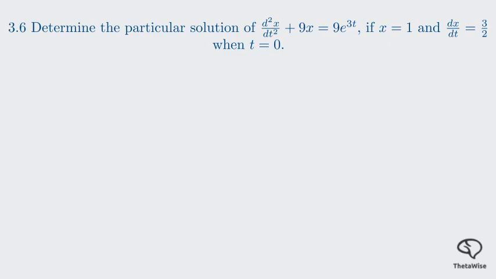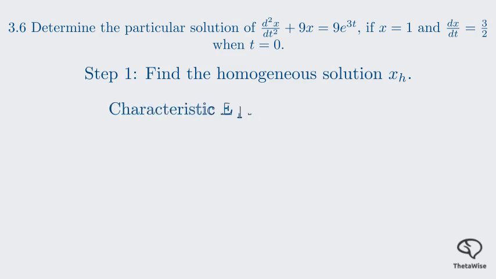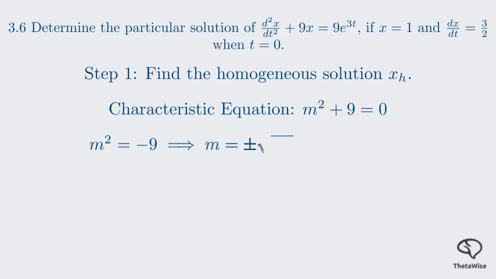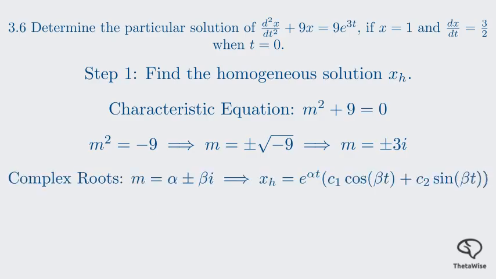We'll find a homogeneous solution x sub h and a particular solution x sub p, where x is a function of t. The characteristic equation for the homogeneous part is m squared plus 9 equals 0. Solving for m, we get m equals plus or minus the square root of negative 9, which is plus or minus 3i. These are complex conjugate roots with alpha equals 0 and beta equals 3. The homogeneous solution is x equals e to the 0t times the quantity c1 cosine 3t plus c2 sine 3t. Since e to the 0t is 1, x sub h is c1 cosine 3t plus c2 sine 3t.